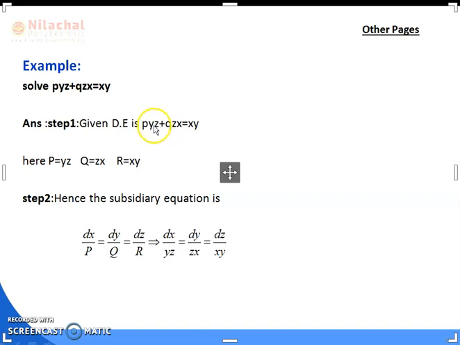You have to compare this question with your standard form of Lagrange's equation, that is Pp plus Qq equal to R. Okay. Then step 2, you have to write your subsidiary equation. Subsidiary equation is dx by P equal to dy by Q equal to dz by R. Then you put the value of P, Q, R, whatever you have obtained in step 1, in here. So you are writing dx by yz equal to dy by zx equal to dz by xy.